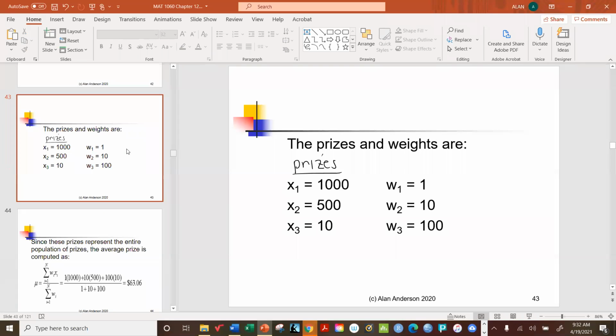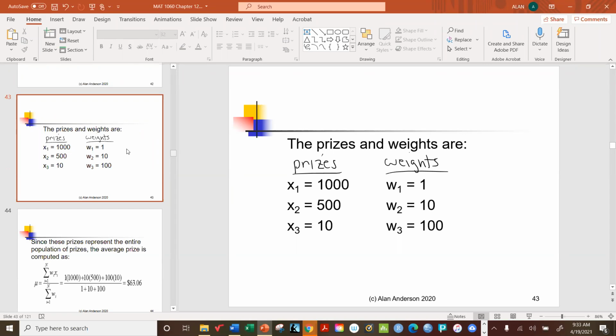Okay, so we got three prizes: 1,000, 500, 10. The weights are the number of prizes with that value. So there's only one $1,000 prize. Therefore, that's the weight of the $1,000 prize. There are 10 $500 prizes, and then there are 100 $10 prizes. So the average is going to be a lot closer to 10 than 1,000 because there are so many $10 prizes. The question is, what is that average?